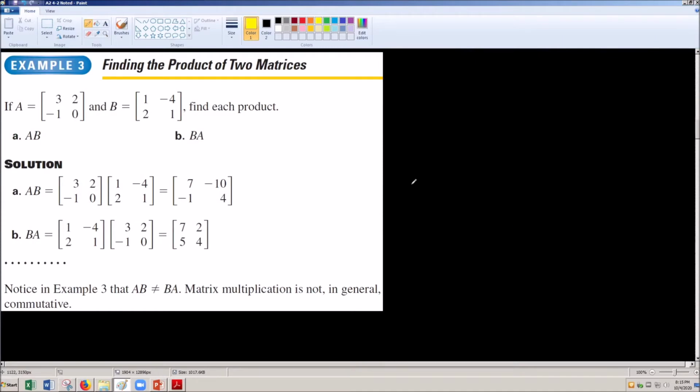Next here we want to find the product of two matrices. We have matrix A and matrix B. What we're doing here is we're just highlighting the difference between this and this. Okay, so again, like I said before, AB is not the same thing as BA.